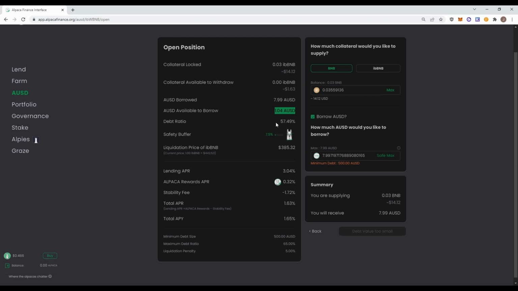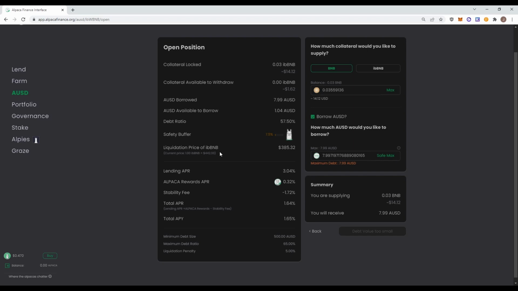The debt ratio is 57.49%. So we are collateralizing $14.12 and we are borrowing 57.5% of that, which is 7.99 AUSD. The safety buffer stands for how much BNB could drop in price before our position gets liquidated. In this case, it is 7.5%. And we can also see the liquidation price of IBNB, which would forcefully close our position. And that is sitting at $385. Currently, one IBNB is sitting at $442.